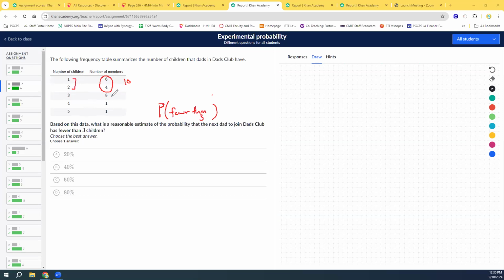How many new members are there altogether? So that's 10, 18, 19, 20. 20 total new members, just adding these numbers up. And the amount that have fewer than 3 kids are 10. It's looking like half the new members, right? Half the new members, or 50%.